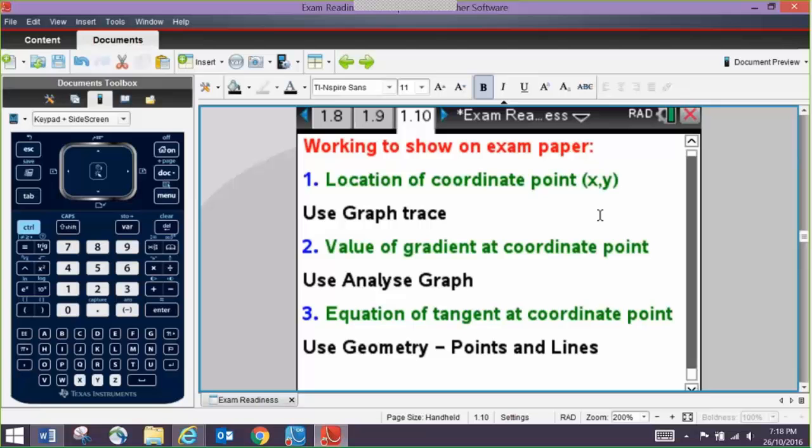So the wording that I would expect to see students show on the exam paper would be the location of that coordinate point. So at this point we would put in that that was the point (2, 6). We would want to find the gradient, and so we could call it m for gradient is 11, and then we can use that geometry points and lines, and get the equation of the tangent, so y equals 11x minus 16. And there we have the information that would certainly score all of the marks for that particular exam question.